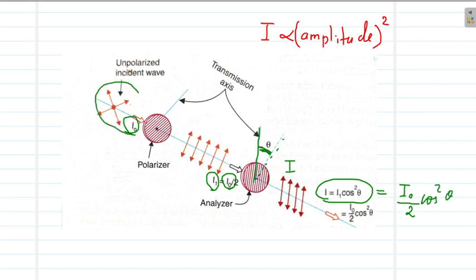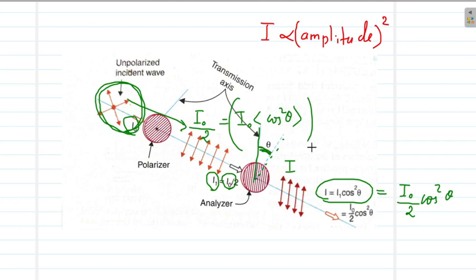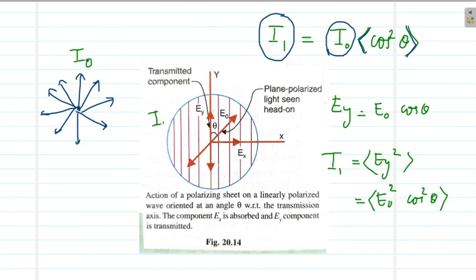So I0 is the intensity of the unpolarized light. It will be cut short to I0 by 2, which is simply I0 into average of cos square theta over the full range of 0 to 2 pi. And this I1 will be again reduced to I as per the Malus law when it passes through the analyzer. So I hope this working of polarizer and Malus law is clear for you. We will try to work out certain problems so that you may understand more.